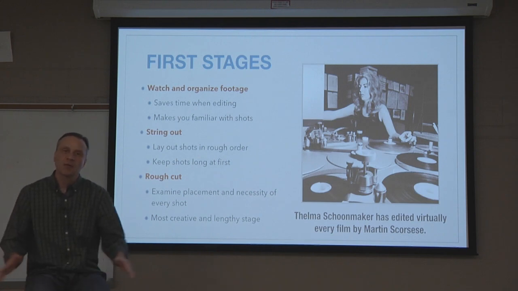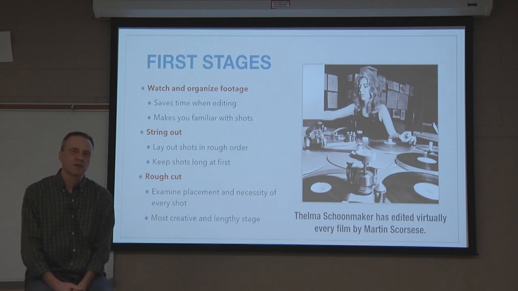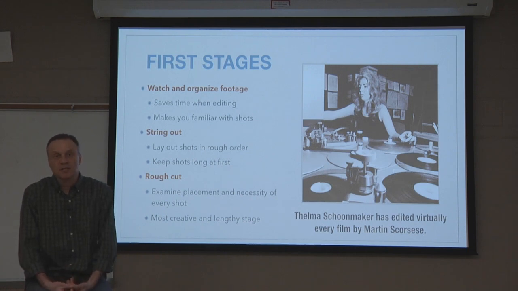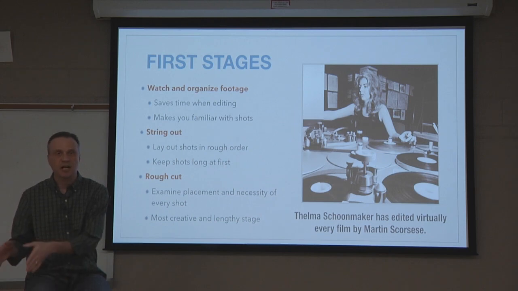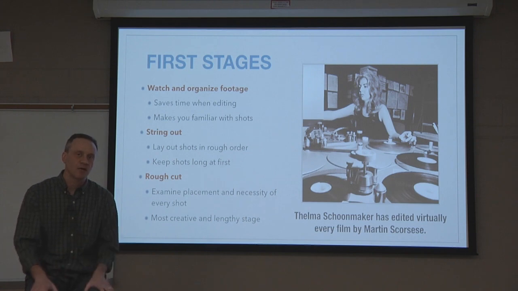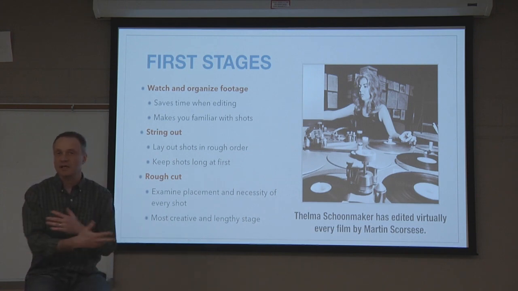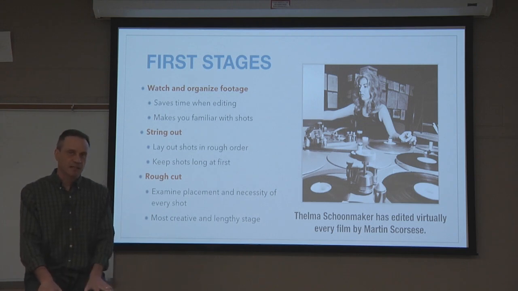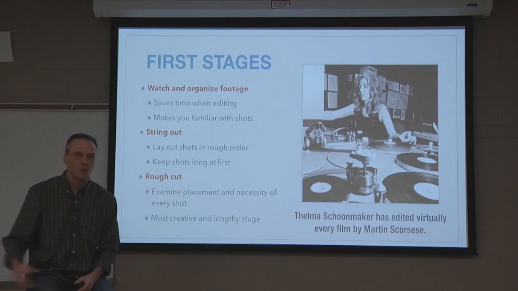Once you get things laid out with a string out, that's when we go into what's called a rough cut. A rough cut is the most creative phase of editing because this is where you're making difficult decisions at times. Should shots stay in? How much of the shot should I cut? Should I rearrange shots? Should I move sequences around? Sometimes you might decide, hey, I want to do a non-linear story, so you're going to rearrange everything in your film. This phase takes time, so give yourself enough time during the rough cut to really find your story.